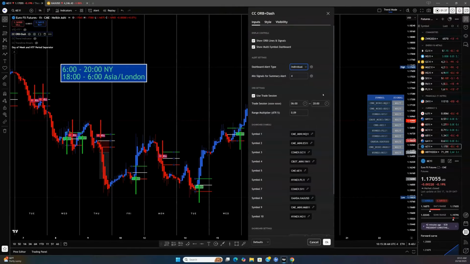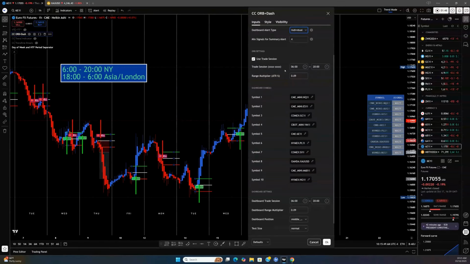The minimum alerts you can do up to 10. I have mine set for 4. You can set it to whatever you want. That's just the alert settings, okay? Here's where it gets to the nitty gritty. All right, the ORB settings.